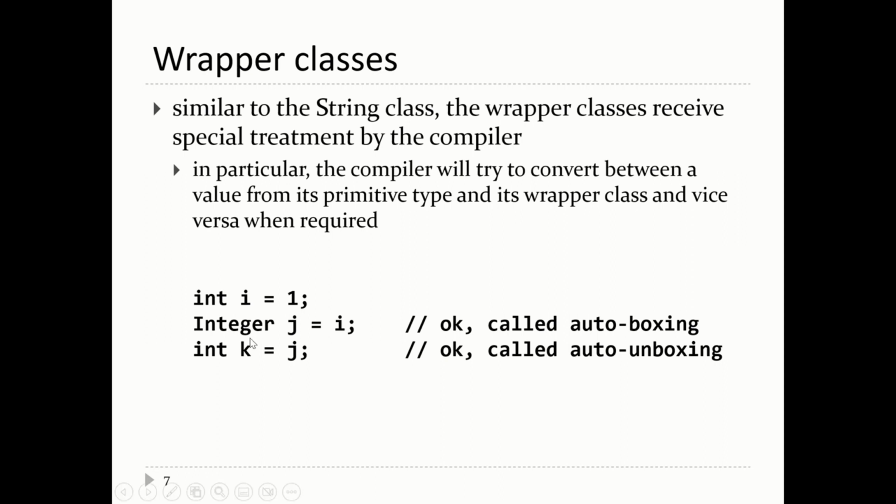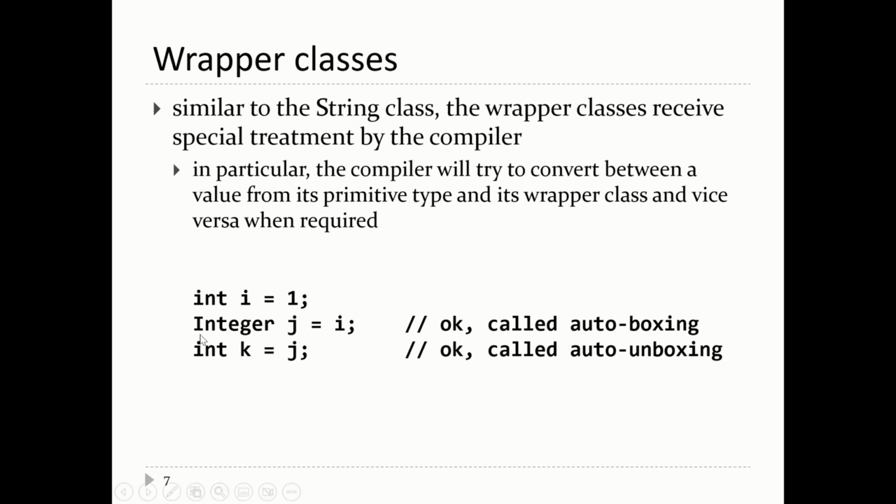And you can do the opposite. So if you have the wrapper type, so j, and I want to store its value in a primitive type, well, you can do that too. The compiler looks at the reference j, it asks for its int value, and then stores the int value in k. So it unboxes, or auto-unboxes, the wrapper type to give you the corresponding int value. So it looks like you can seamlessly switch between the primitive type and its corresponding wrapper type, which is true. For the most part, you can.